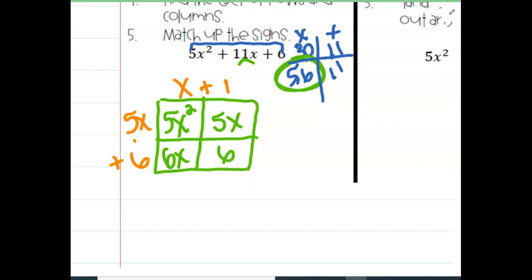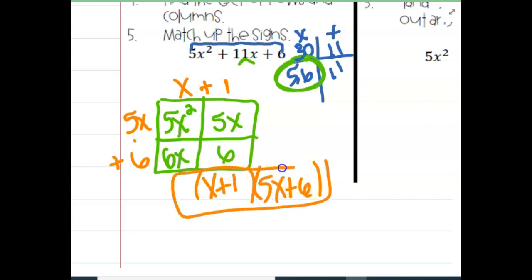So your answer, keep in mind that even before we started this, I knew my answer was going to be something in 2 sets of parentheses. This is what goes in my parentheses. X plus 1 times 5x plus 6. That's your answer.